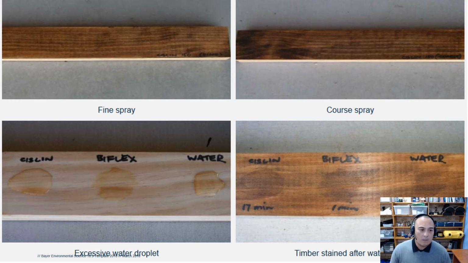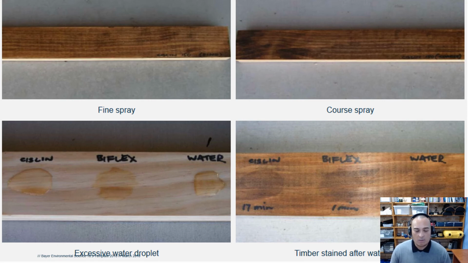So if we have a look at the 3 droplets, the first on the left being Sizzlin, and this is an excessive water droplet, the one in the middle being a bifenthrin product, and the one on the right just being water on its own. We've then aged that or let it sit for a while, which we'll see how long, and then we have stained that surface. So now if we have a look at the picture on the right, it's the same piece of timber where those excessive water droplets were left to sit.